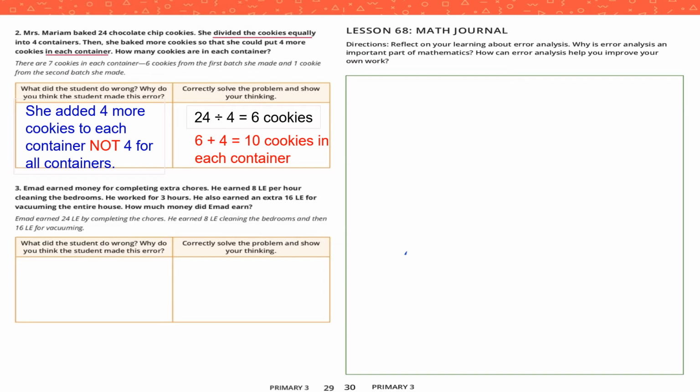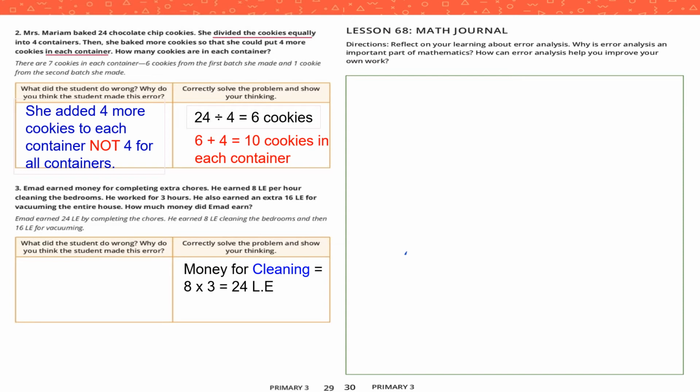Okay? Number 3. Ahmed earned money for completing extra chores. He earned 8 LE per hour cleaning bedrooms. So he earned 8 LE per hour, okay? He worked for 3 hours. So 8 times 3, 3 hours and 8 LE for each hour. So the total will be 24 LE.